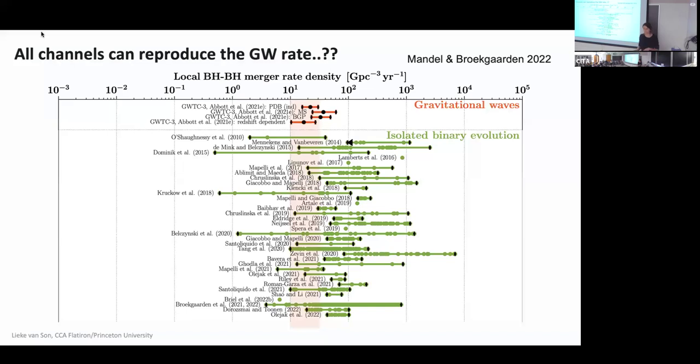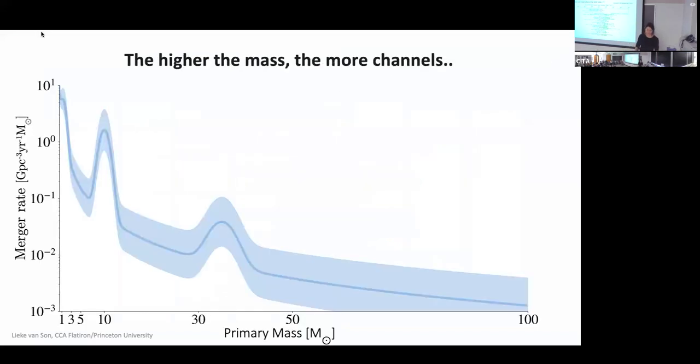Okay, so what do we do? Well, maybe we shouldn't just look at the rates, because of course we don't just get rates, we get other properties of these emerging compact objects. They have masses, they have spins, they have mass ratios, etc. And so the thing that I look at most currently is the mass, because the mass is by far the best measured property that we have.